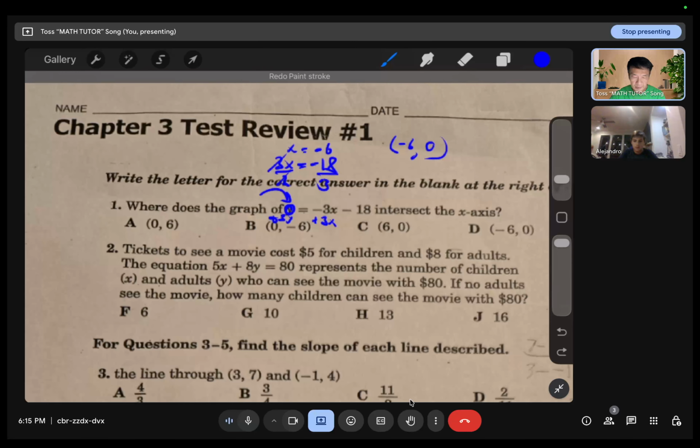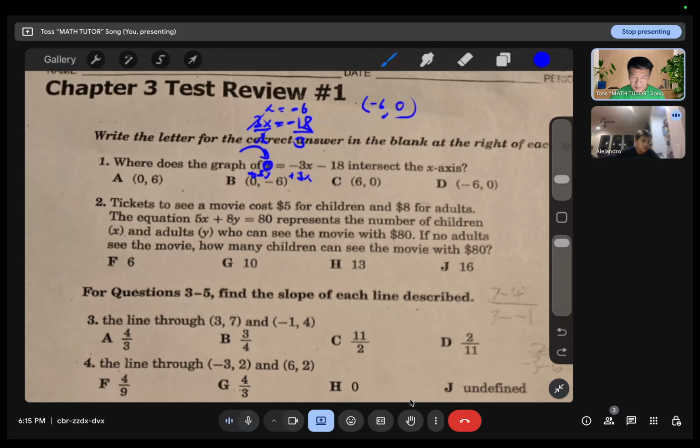All right, let me see number 2. What is your reasoning here? Okay, 2. Tickets to see a movie cost $5 for children and $8 for adults. And here's the equation.